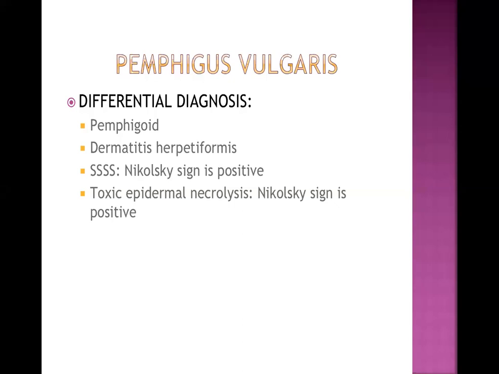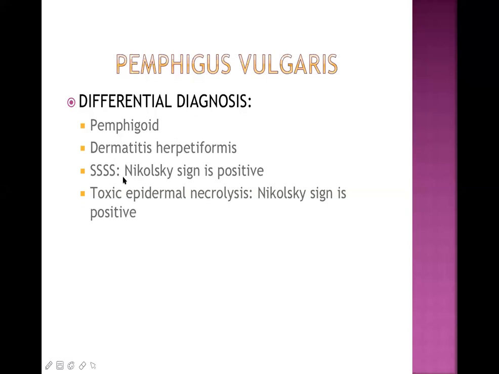This is bullous pemphigoid. Dermatitis herpetiformis is another differential diagnosis, and if you clearly remember, this is a part of celiac disease. Celiac disease is an autoimmune disease which causes destruction of villi, and it is associated with gluten food, so it is also known as gluten associated enteropathy.